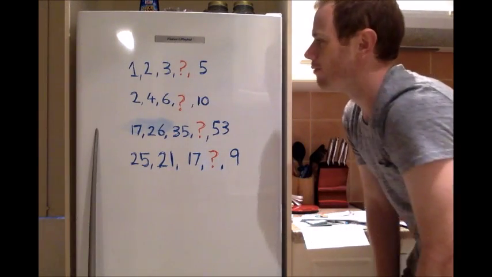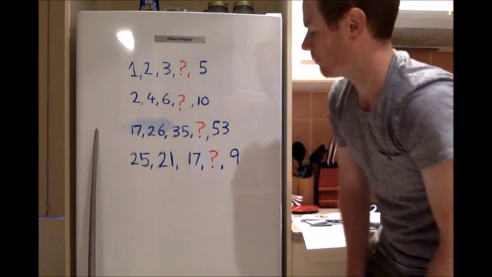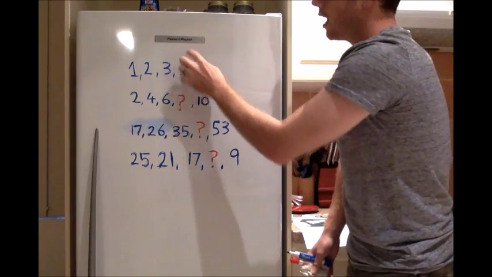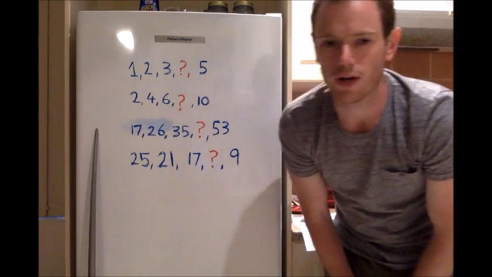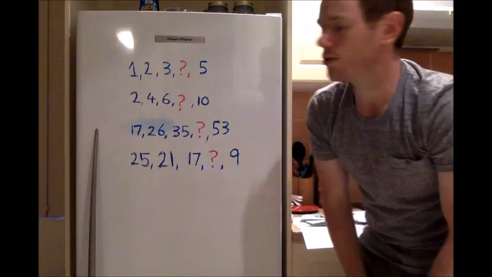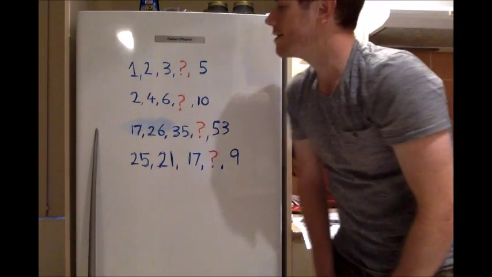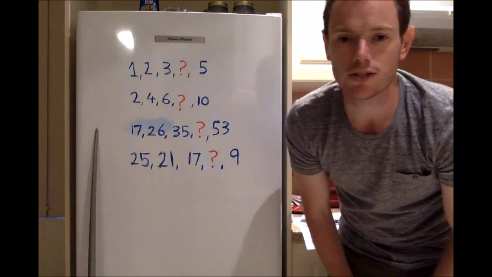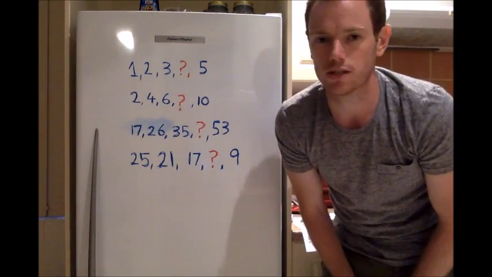So if we look at my fridge door, we can see that I have 4 different number patterns here. And each number pattern has a number that is missing. And we need to try and find that. And the way we do that is by looking at all the other numbers around it and seeing how they change and whether there's a connection between how each number changes.